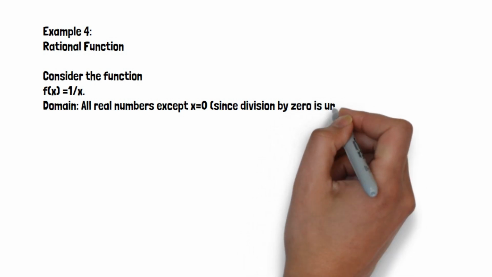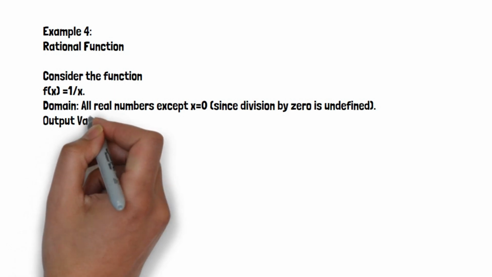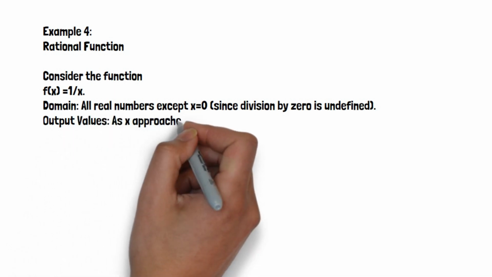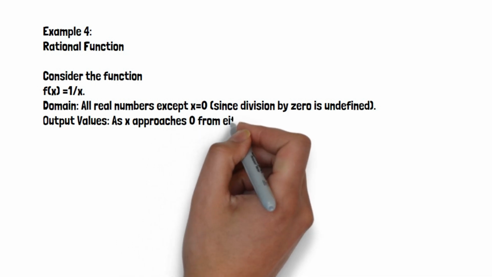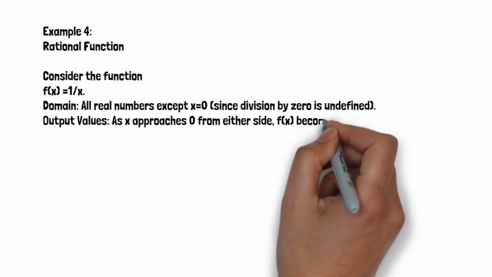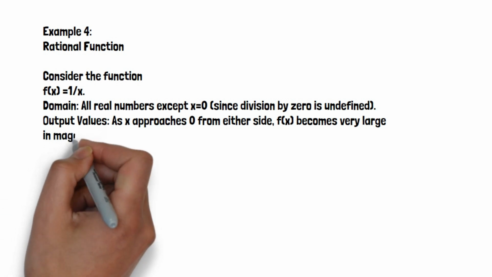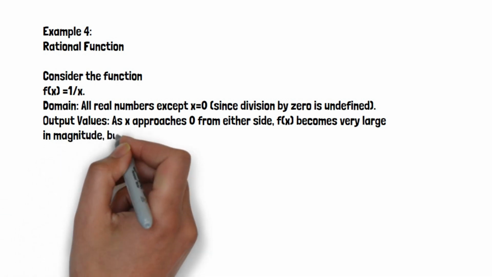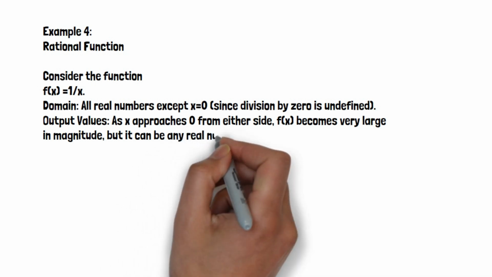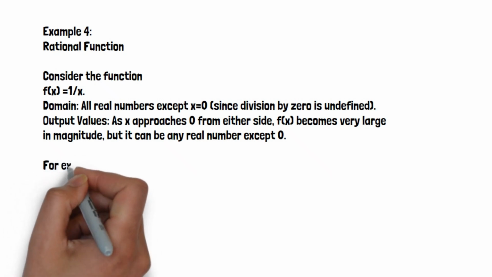Okay, now what will be the output values? As x approaches 0 from either side, f of x becomes very large in magnitude. As we know, the smaller the denominator, the greater the value of the function, and the greater the denominator, the smaller the value of the function. So it can be any real number except 0.